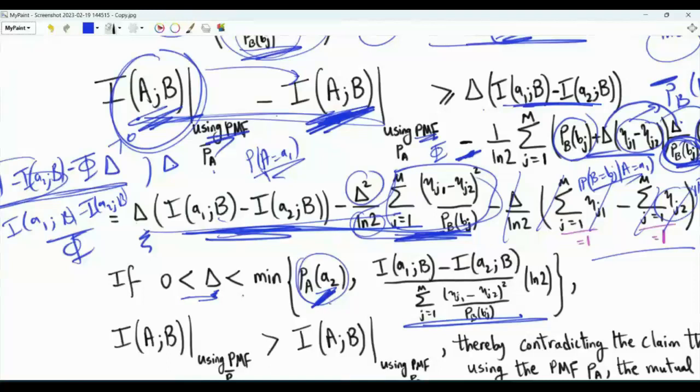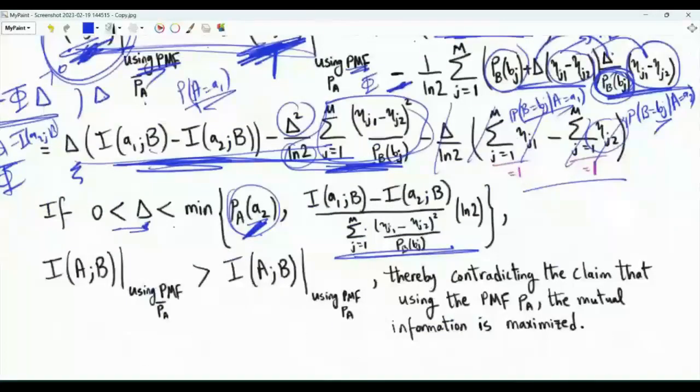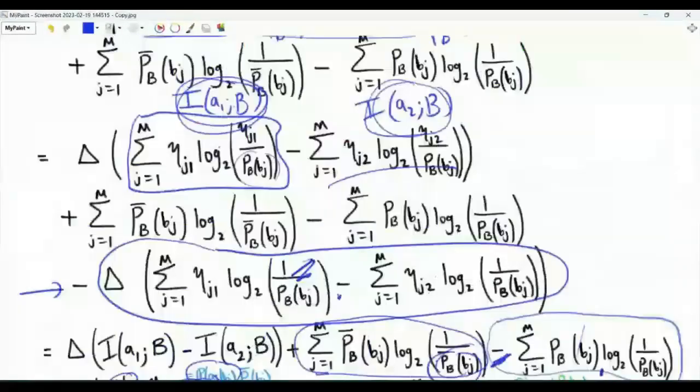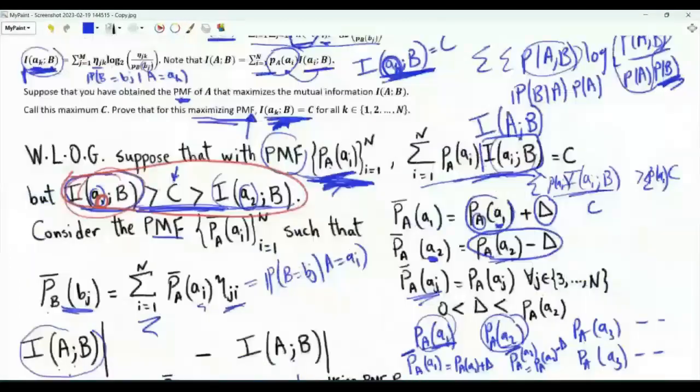We can choose a delta that is less than the minimum of these two guys, and if we do so, we have this mutual information greater than this one, thereby contradicting the claim that the PMF BA is what maximizes the mutual information, with the assumption that those quantities are not the same. One of them is greater than C, and the other one is less than C.